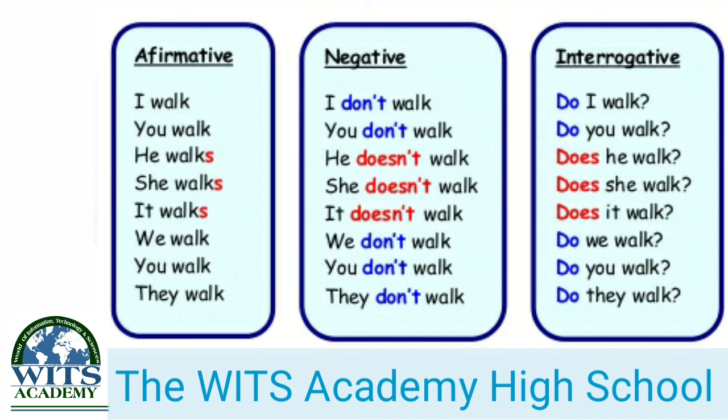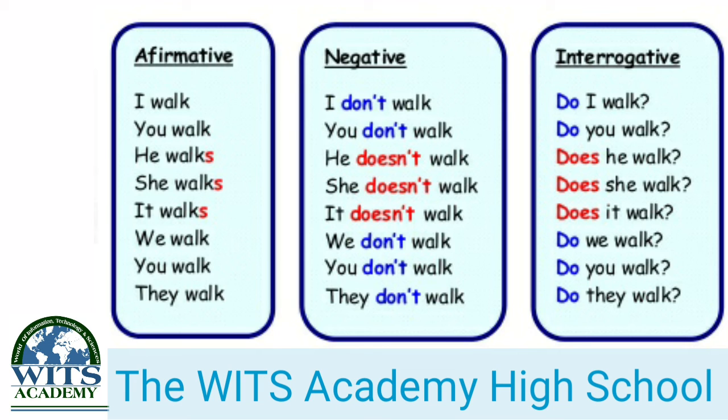Alright, the next sentence is she walks. She is third person singular. The negative is she doesn't walk. And interrogative is does she walk? The next sentence is it walks. The negative is it doesn't walk. Here we are using doesn't because it is also third person singular. Okay, and the interrogative sentence is does it walk?